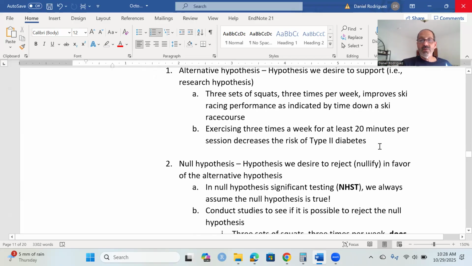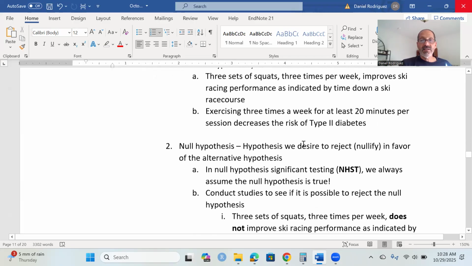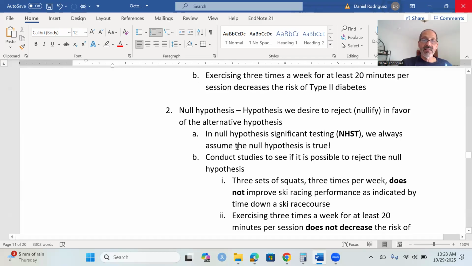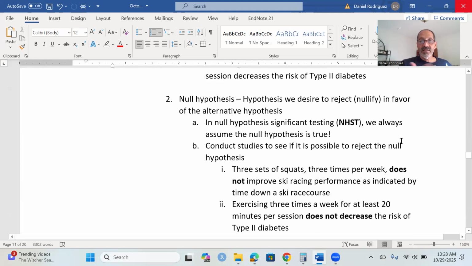Or exercising 3 times a week for at least 20 minutes per session decreases the risk of type 2 diabetes. The null hypothesis would be the opposite of that. It's the hypothesis we desire to reject or nullify in favor of the alternative, our research hypothesis. I mentioned null hypothesis significance testing, and we always make the assumption that the null hypothesis is true. This is NHST, not a Bayesian type of inference.